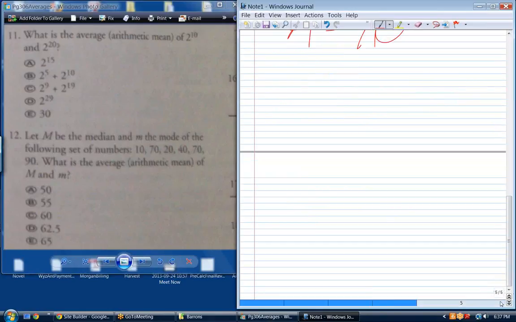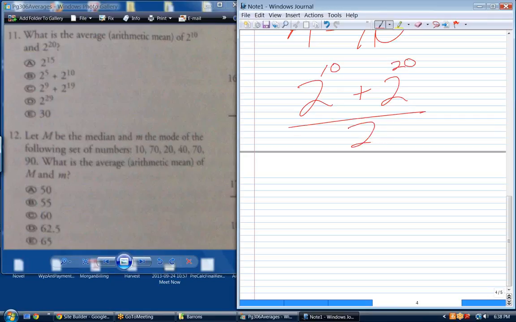What is the average of 2^10 and 2^20? That's the way that would be read, as 2 to the 10th power and 2 to the 20th power. Okay. So let's write that out. So it would be 2 to the 10th power plus 2 to the 20th power, divided by 2. There's only two numbers. Why do we divide by 2? Because they're just two numbers. If I said, what's the average of 4 and 11, I would add 4 and 11 and divide by 2.